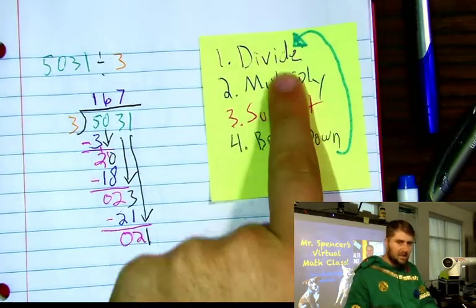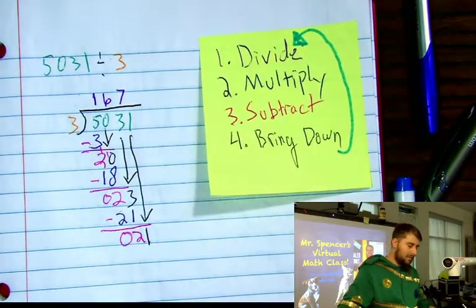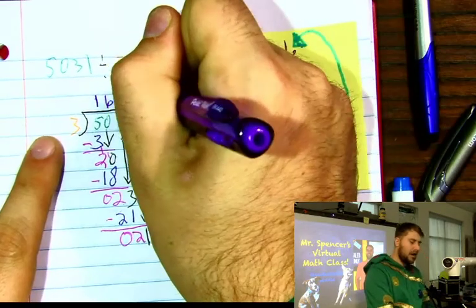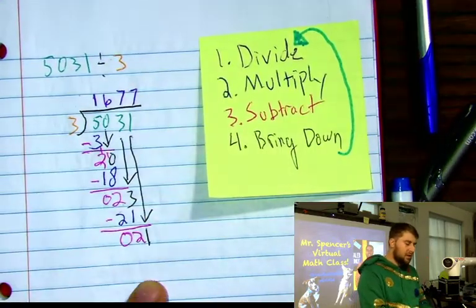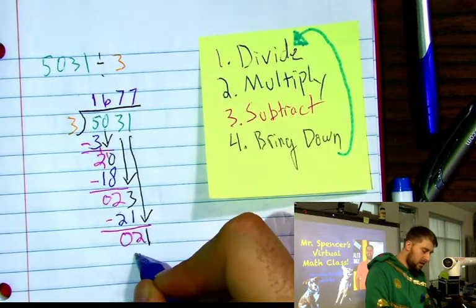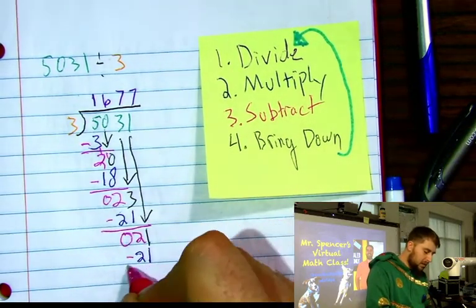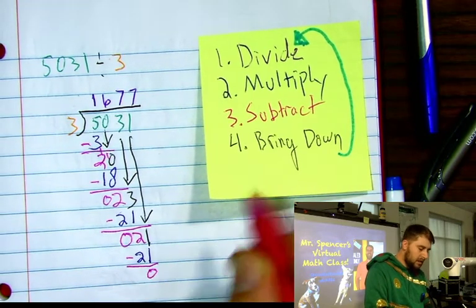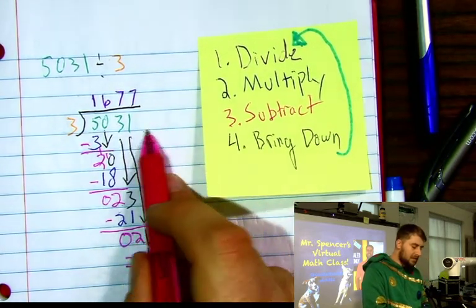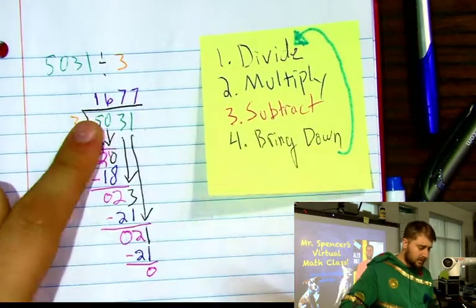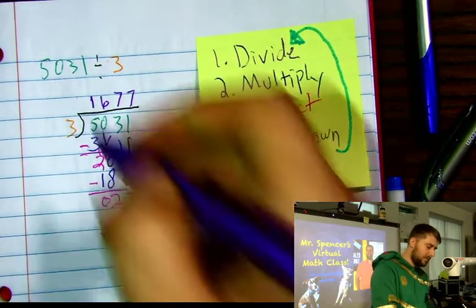So we're going to go back up to the top where we divide. 21 divided by 3 is 7. I know that. You can check your chart, anything you want. Then we're going to multiply 7 times 3, which is 21. Step 3 says subtract. 21 minus 21 is 0. Step 4 is bring down. We have nothing else to bring down, so we're all set. Looks like our answer is 1,677.